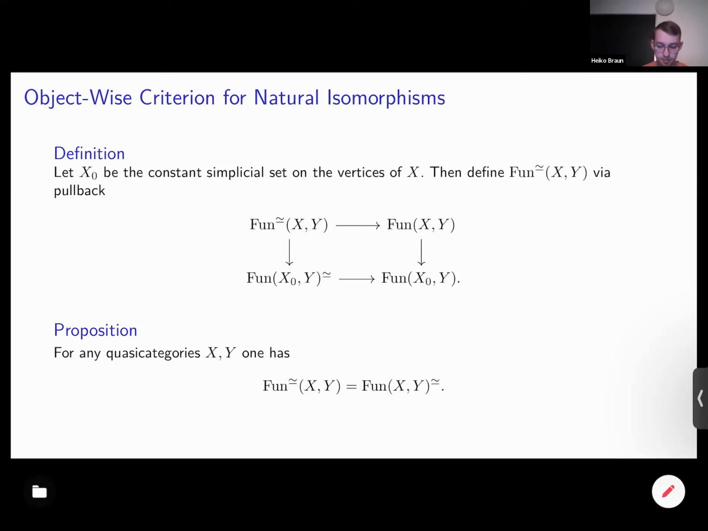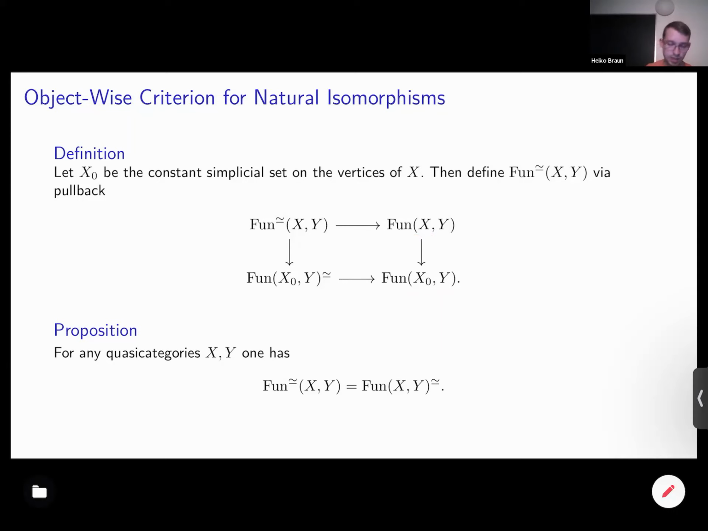But first, define the object of object-wise invertibles. So we do it as follows. When we have a simplicial set X, then we can consider X_0 to be the constant simplicial set on the vertices of it. And then we have here pullback functors that just look at what the functor on top does on all the vertices.